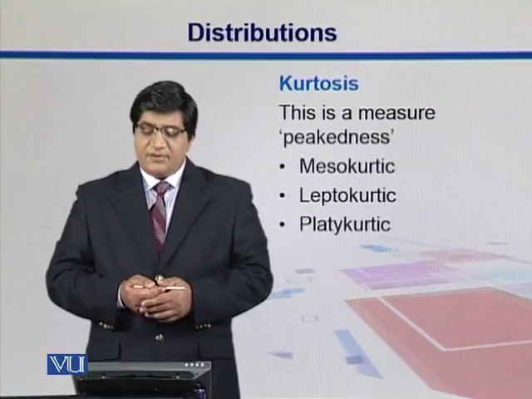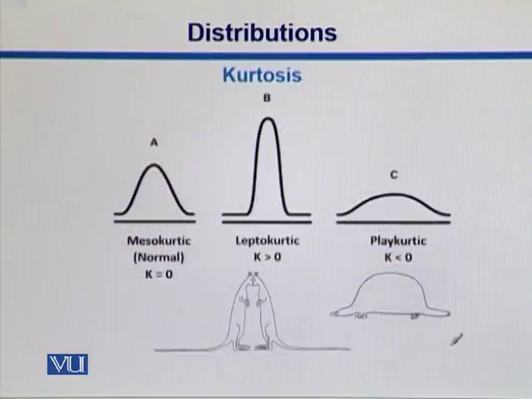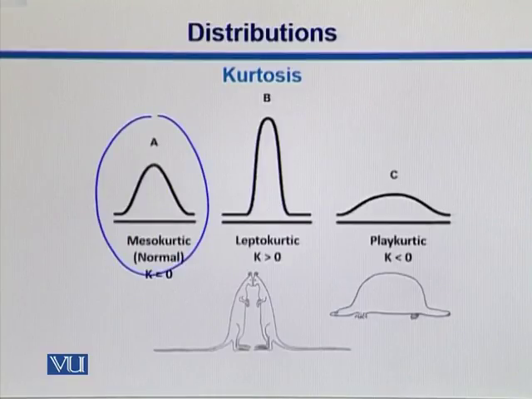Kurtosis is the measure of peakedness. Mesokurtic, leptokurtic, and platykurtic are the three scenarios of kurtosis. Mesokurtic is the normal distribution where the shape is like a bell curve. If we have more height, it's leptokurtic, and if the distribution is low and flat, it is platykurtic.